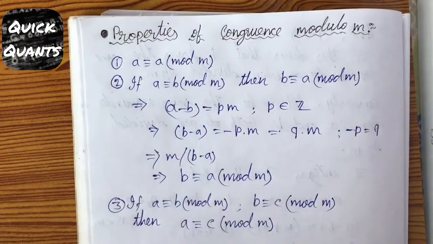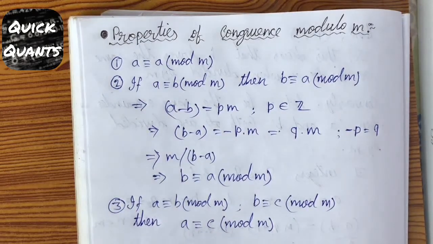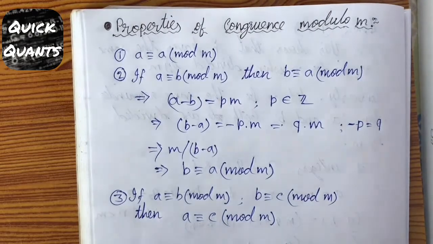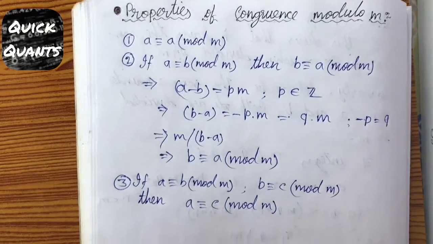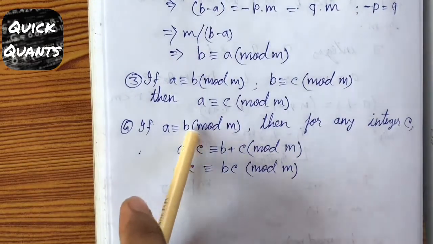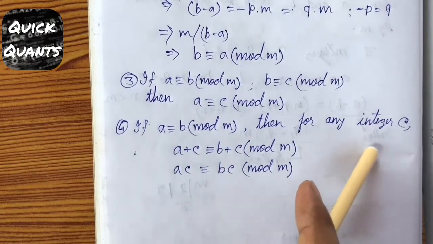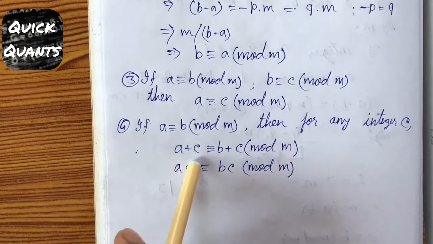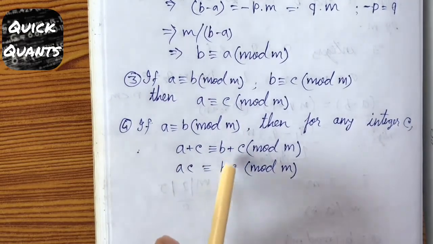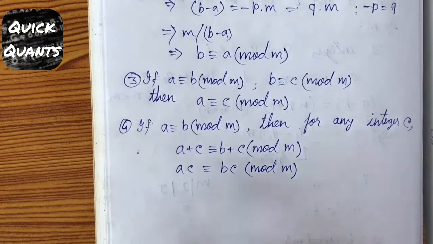Clear? The third property states that if A congruent to B and B congruent to C mod M, then A is congruent to C mod M. This is just like the transitive property. The fourth property states that if A congruent to B mod M, then for any integer C, A plus C is congruent to B plus C mod M, and A into C is congruent to B into C mod M.